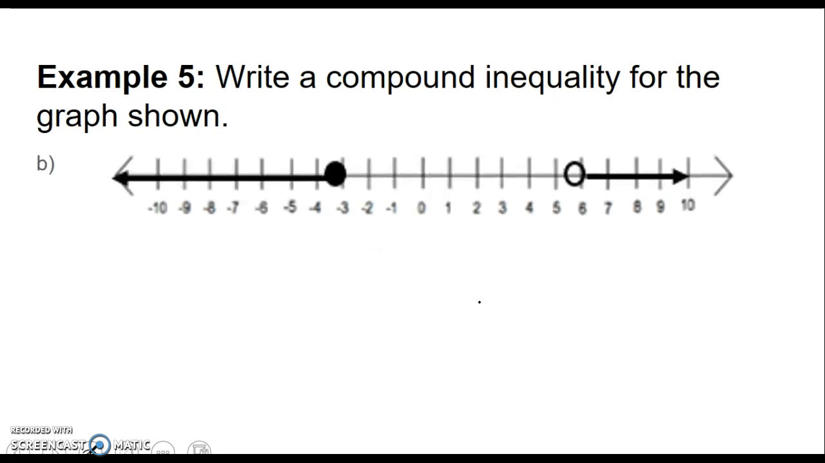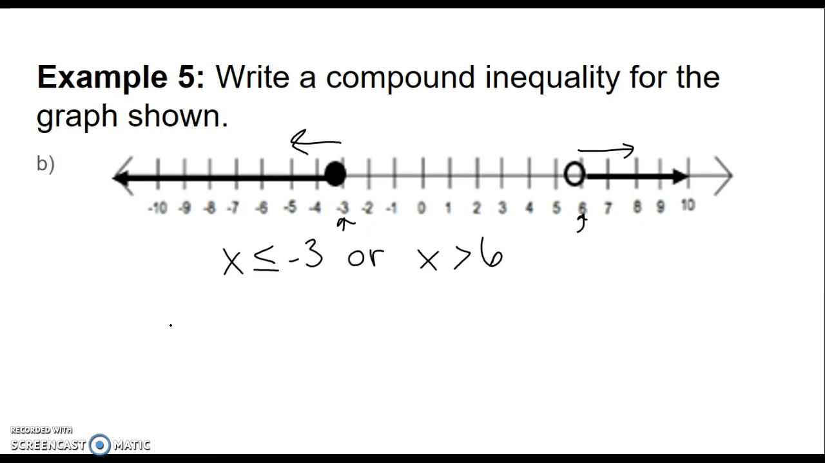Last one. Now we have arrows pointing away from each other. Now I know I'm going to end up with an OR inequality. So right here, this is the number negative 3. I know my arrow is pointing to the left. So my x, my number, is going to be less than or equal to negative 3. It's or equal to since that dot is closed. Now over here, my dot's at 6. My arrow is pointing to the right, so that means it's greater than. So now I have x is greater than 6. It's not or equal to because it has an open circle. When the arrows are pointing away from each other, you write each inequality and then stick an or between them. It's x is less than or equal to negative 3 or x is greater than 6.